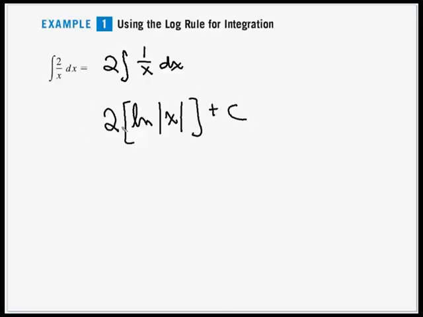And if we wanted to use the rules of exponents, remember we can move this 2 up top. The ln of x squared. And now that it's squared, we can drop the absolute value bars, because no matter what x is, positive or negative, if we square it, the result will be positive. And we've got to add our constant, c. ln of x squared plus c.